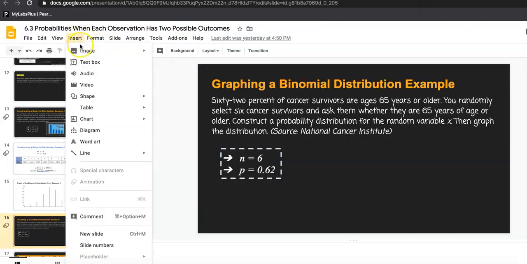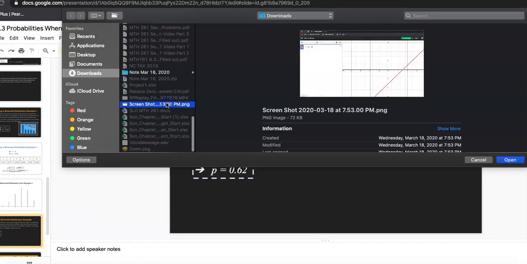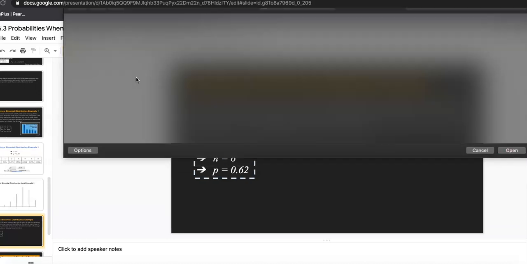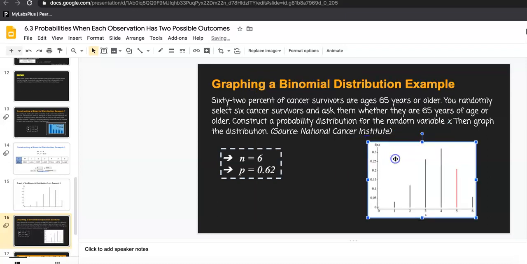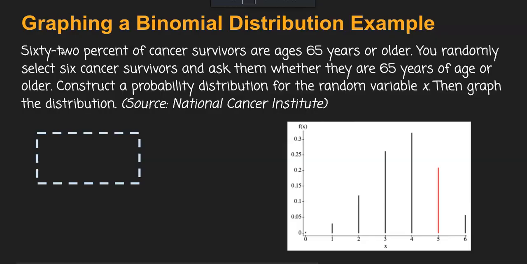But this is how you create or graph a binomial distribution graph. So let me just insert it right here. Oh, not that picture. It must be on my desktop. If I ask you to create one on your exam, this is what you can do. Just take a screenshot of the graph that you get from StatCrunch, and that's really it. That's how you graph a binomial distribution.